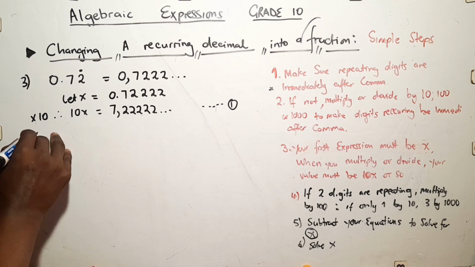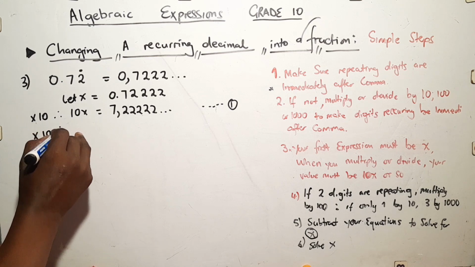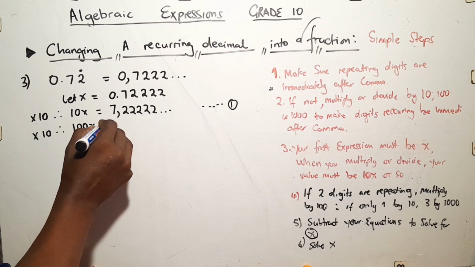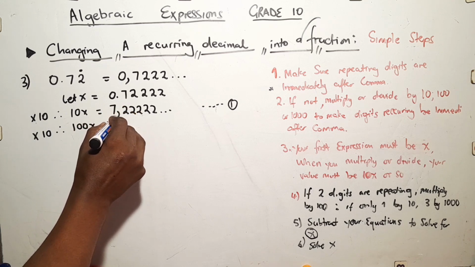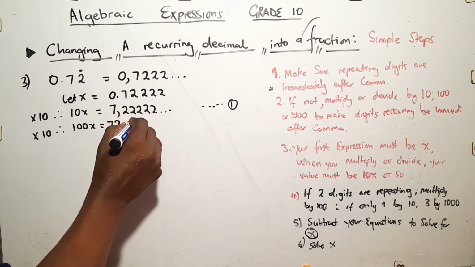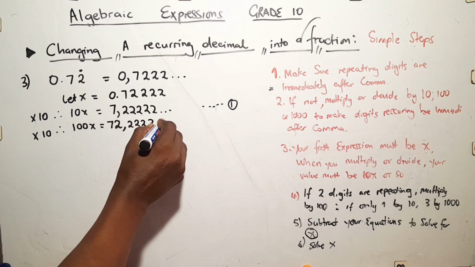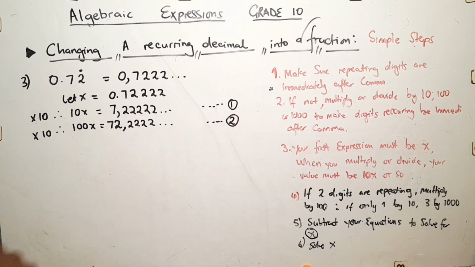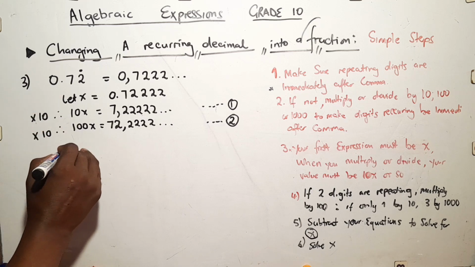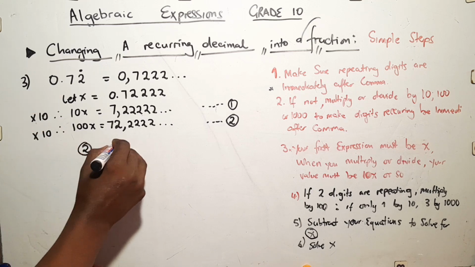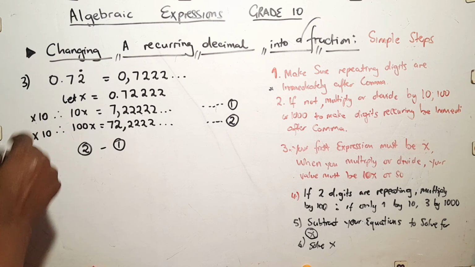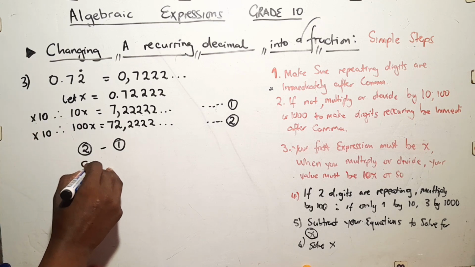So if you're having one digit that is recurring, you multiply by a 10. So again, we are going to multiply again by a 10. So this will give us 10x multiplied by 10, this is 100x. And this multiplied by 10, this will just give us 72.2222 and so on. So this will be our equation number 2. So now we're having equation 2 and equation 1, we can subtract the 2. So equation 2 minus equation 1, then 100x minus 10x, this gives us 90x.